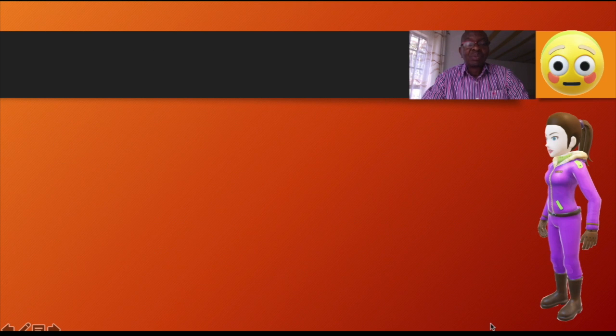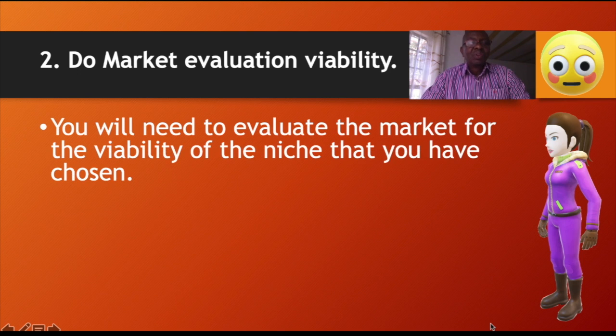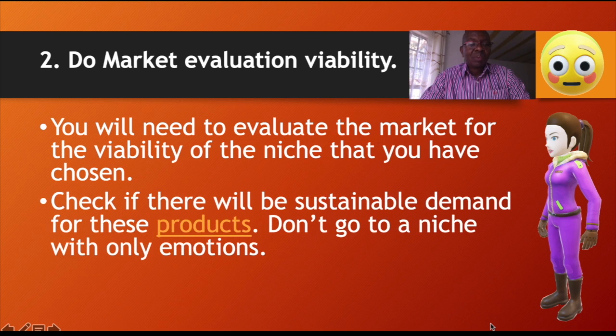The next, number two, is you do market evaluation and viability. What is this market that you want to serve? Is the market there? Are you introducing items that don't have demand? Don't sell something that you're only interested in. Look at the market and let the market guide you. You will need to evaluate the market for the viability of the niche that you have chosen. You check if there will be sustainable demand for this product.